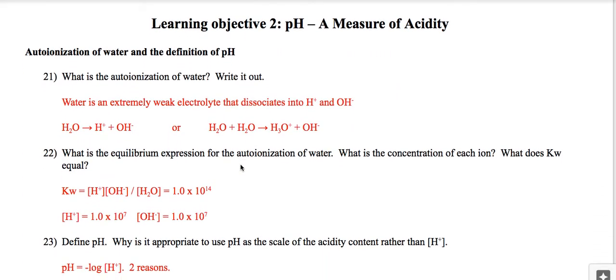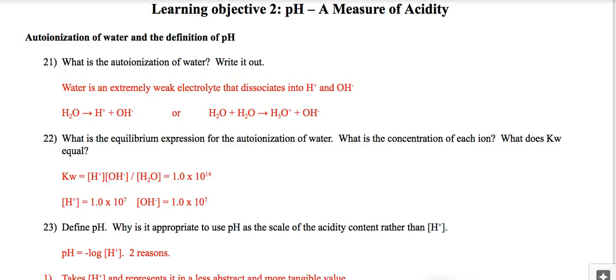All right, learning objective 2 on pH. The first thing with pH we need to look at is the autoionization of water. And this is the way I like to express autoionization of water because it is simpler. So we have this one here where it produces hydronium ions and hydroxide ions. This is the same thing just with one water instead of two.